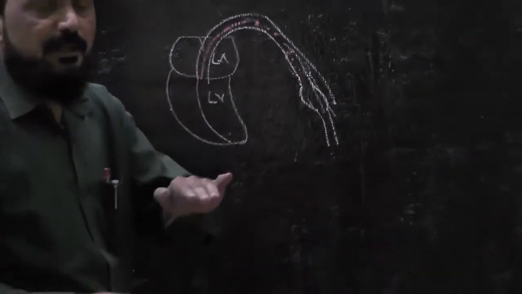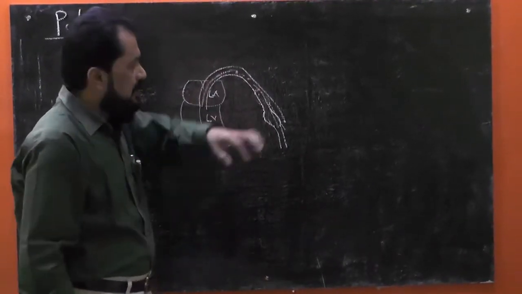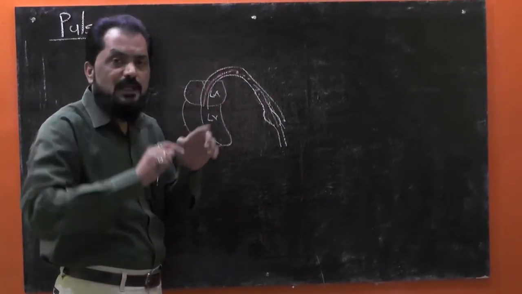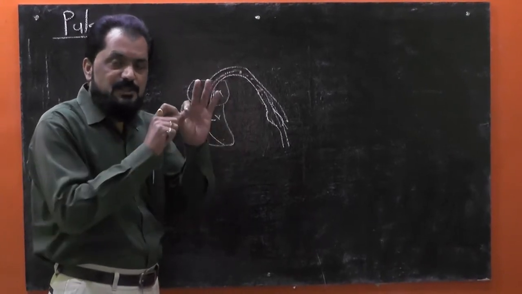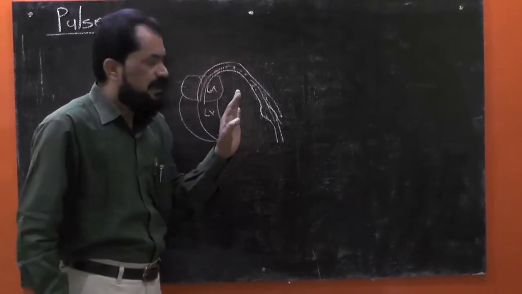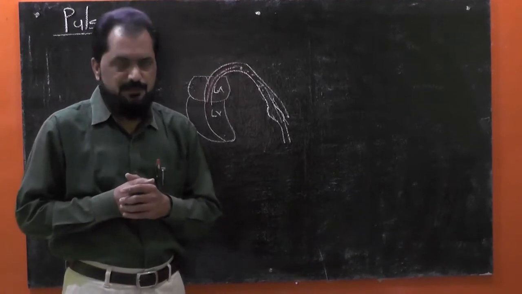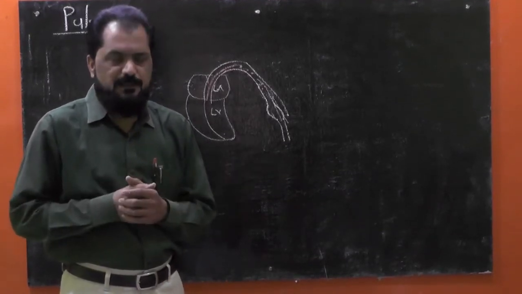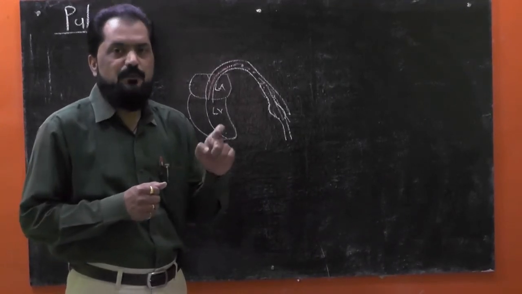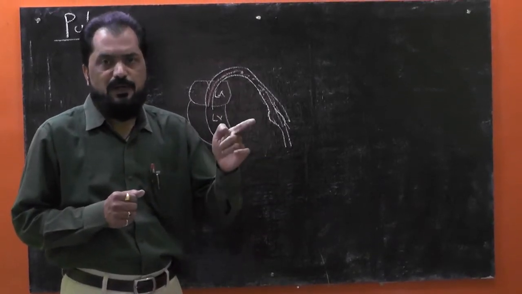Now this thing happens continuously along the length of artery, and therefore this wave of distension and recoiling passes along the length of artery, and simply this wave of distension passing along the length of artery is known as arterial pulse. This is what we call arterial pulse. So we can define arterial pulse as follows: arterial pulse is nothing but the wave of distension and recoiling passing along the length of artery.